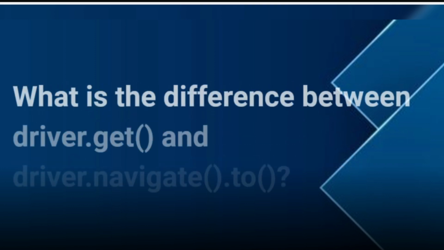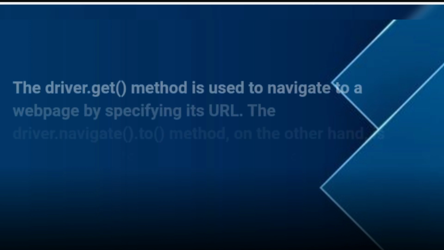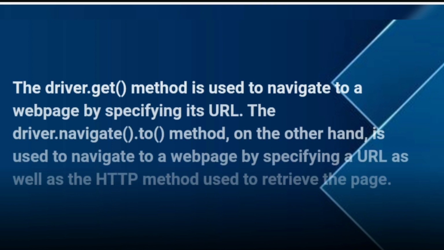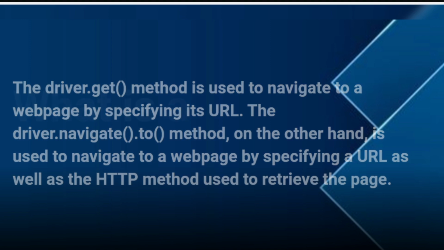What is the difference between driver.get and driver.navigate? The driver.get method is used to navigate to a web page by specifying its URL. The driver.navigate.to method, on the other hand, is used to navigate to a web page by specifying a URL as well as the HTTP method used to retrieve the page.